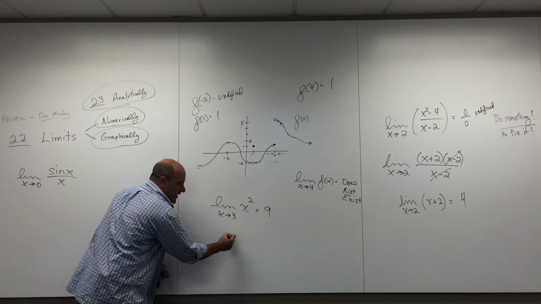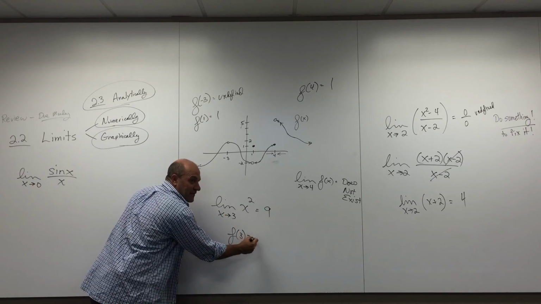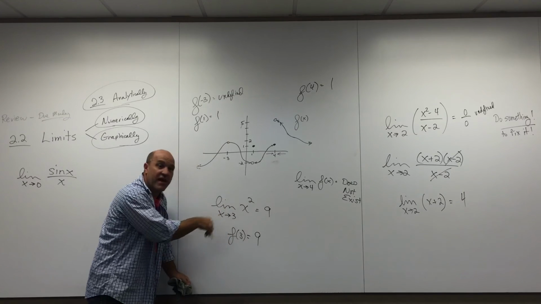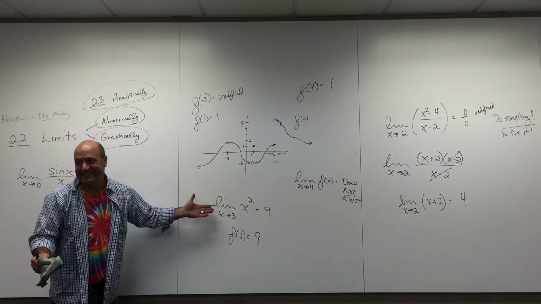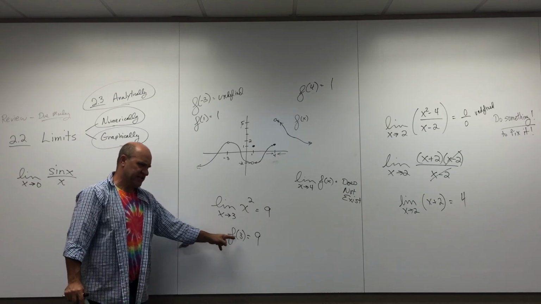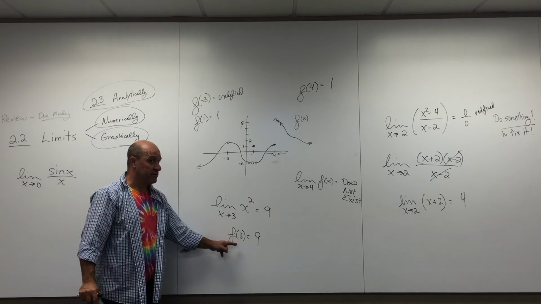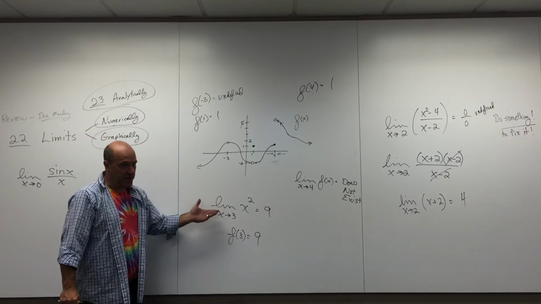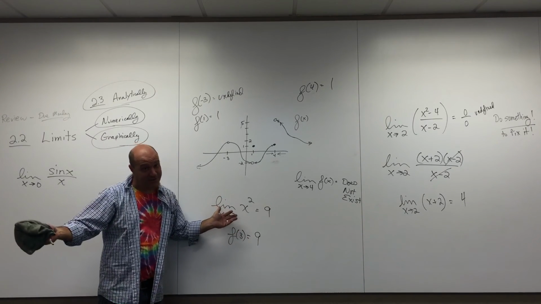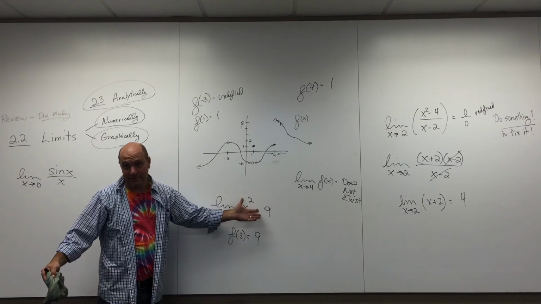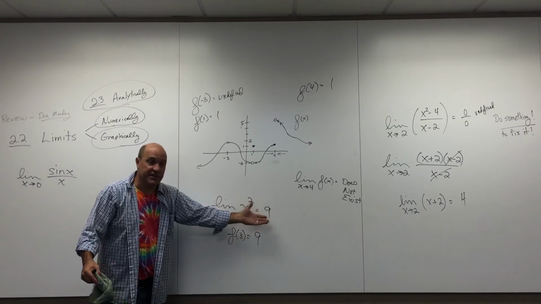But you know, it also turns out that f of 3 is also 9, right? I mean, these both have the same answer. If you remember what I said, they're different questions. The question here is, when x is 3, what is the y value? 9. The question here is, when x gets really, really close to 3, what's y getting really, really close to? Turns out it's 9. And plugging it in just gives you the answer.